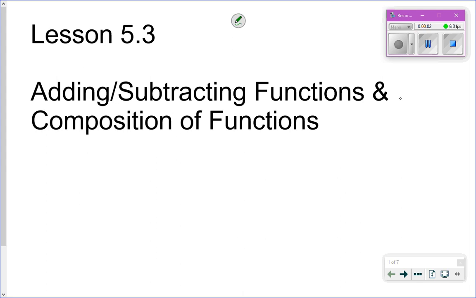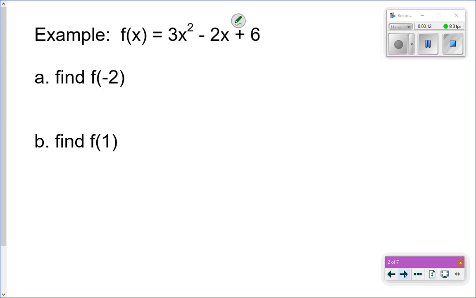Today we are continuing on with Chapter 5. We're moving on to Section 3, which is adding and subtracting functions, and then we're going to do some composition of functions as well. So, for example, we have the function f of x equals 3x squared minus 2x plus 6.